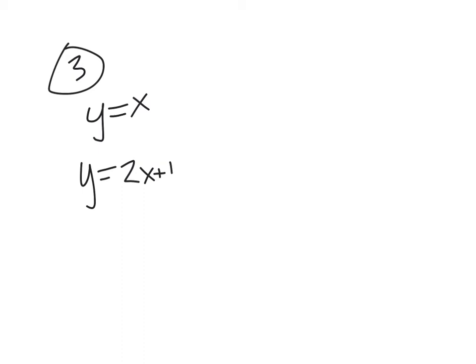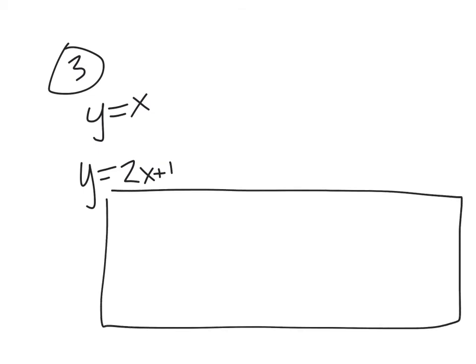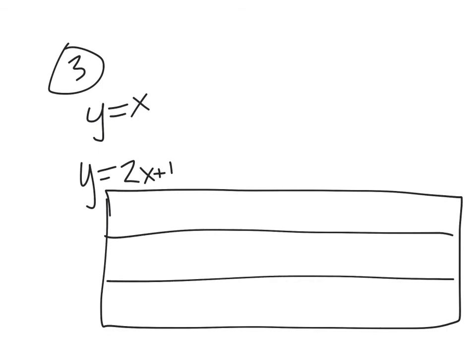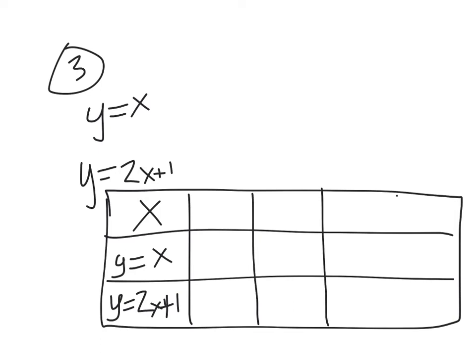I like tables better than graphs. But it doesn't matter. Okay. So here y equals x, and this one is y equals 2x plus 1. Okay, so what x values do we want to use? I always like using 0. And let's try 1. And try those 2 first.